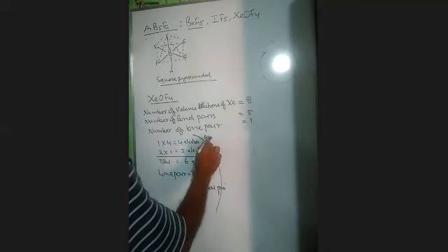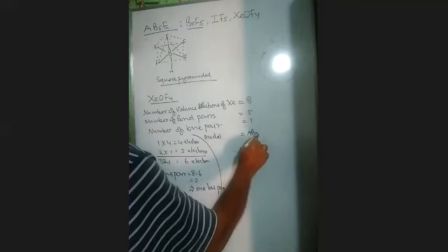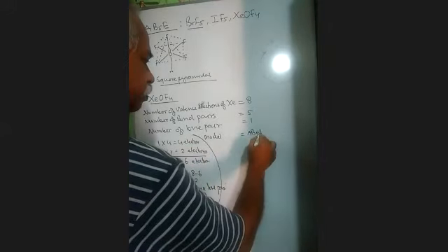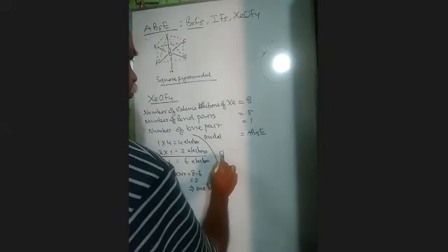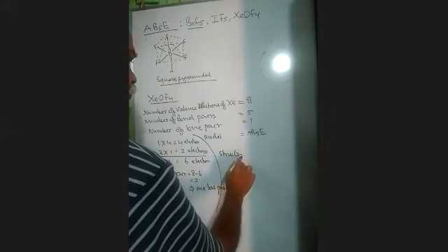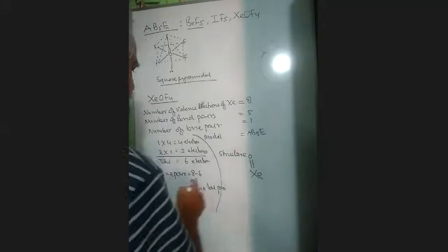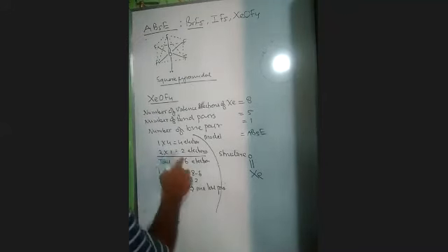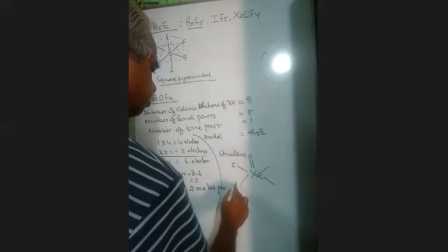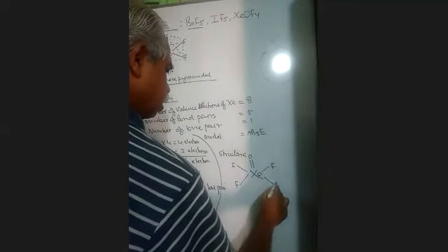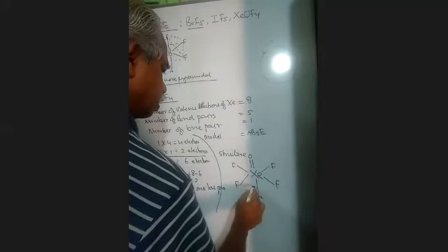What is the model? The model is AB5E. Okay, what is the structure now? See, we'll draw it like this. Xenon is going to form a double bond with oxygen. See here, double bond, 2 electrons. This is one fluorine, this is another fluorine, another fluorine, another fluorine. And this is the lone pair, which is not visible to us.